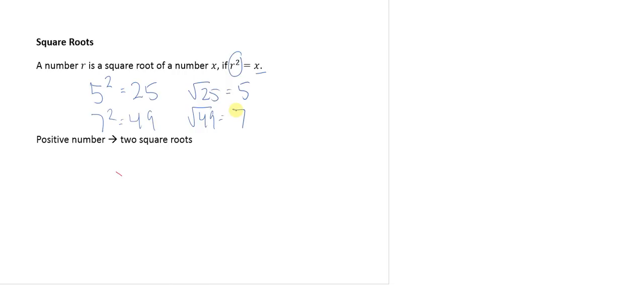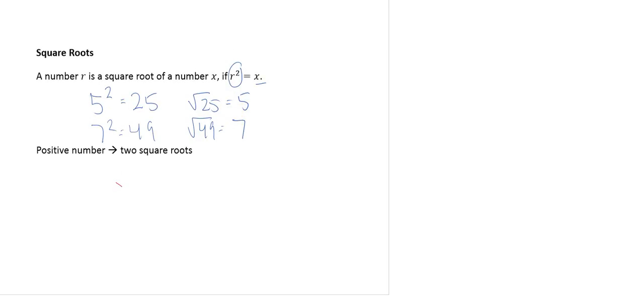Now, we've mentioned here that 7 is a square root of 49. It's important to realize that if we're talking about a positive number, there will be 2 square roots. So when we say the square root of 49 equals 7, we're saying that 7 times 7, or 7 squared, equals 49, which is true. But also, minus 7 times minus 7 also equals 49. So in this case, the square root of 49 is equal to positive and negative 7.